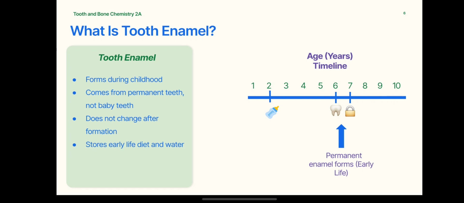If you look at the timeline, you can see that enamel formation happens early on, and it stays frozen in time. That's why it's so useful. It's like a chemical snapshot of what someone was eating and drinking during their childhood. So, when anthropologists study enamel from ancient teeth, it's like they're getting a chemical snapshot of what life was like when that person was still a kid.